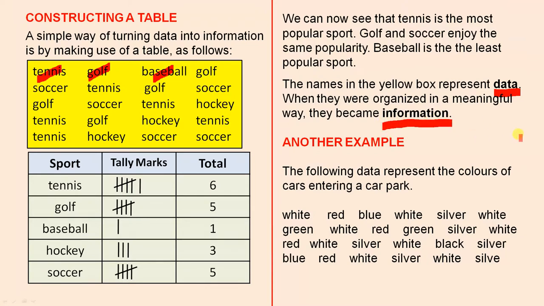Here's another example. The following data represents the colours of cars entering a car park. That just might be in a 10 or 15 or 20 minute period. So when you do your recording, these are the different colours.